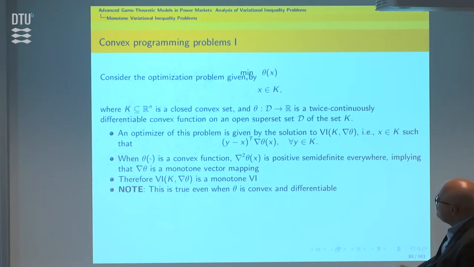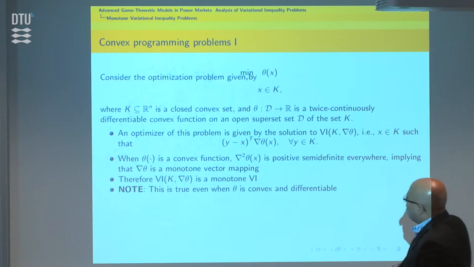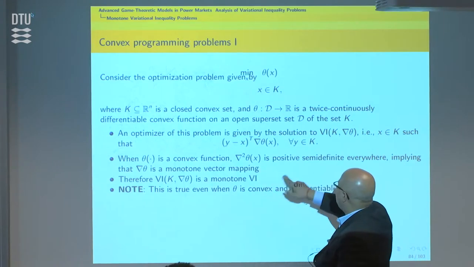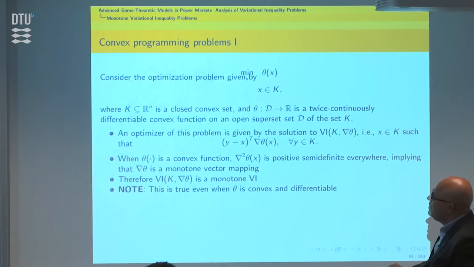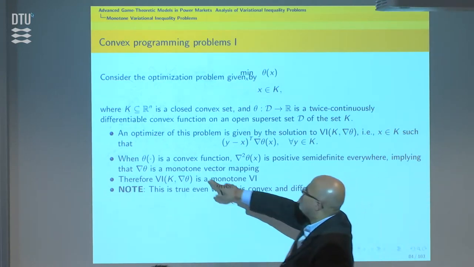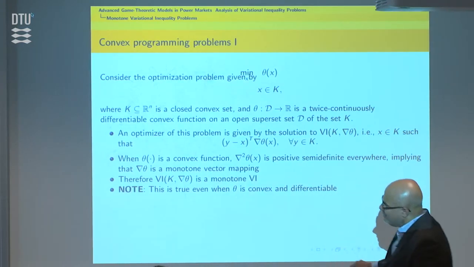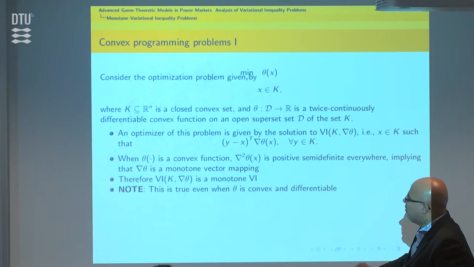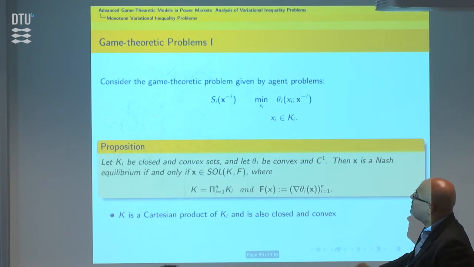So when theta is a convex function, and the Hessian of theta is positive semi-definite everywhere, then the gradient of theta is a monotone vector mapping. And the VI is a monotone VI, right? So you have some nice properties under differentiability.